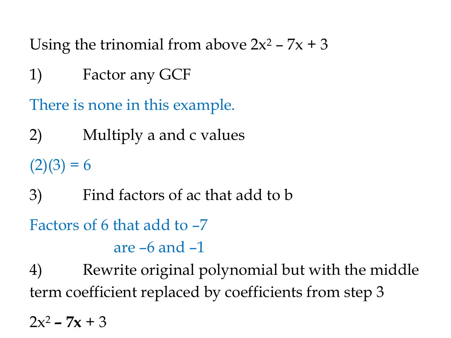So here's what the AC method looks like with that example we just saw where we had 2x squared minus 7x plus 3. Okay. First, any greatest common factor. There's no greatest common factor in all 3 of those terms here. Now we're going to multiply the A and C values, AC method. So 2 times 3 gives us 6. Then we want the factors of AC, the factors of 6 that add up to B, in this case negative 7. So factors of 6 that add up to negative 7, that'd be negative 6 and negative 1.